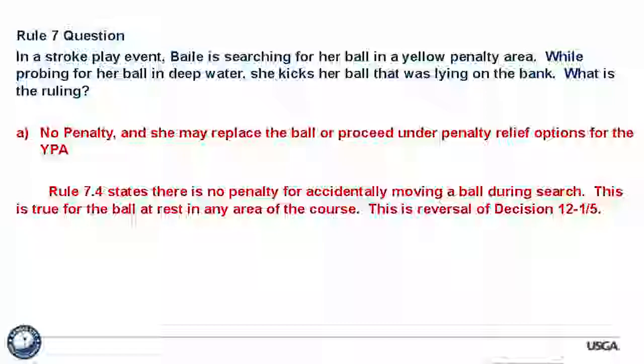But Rule 7.4 states there's no penalty for accidentally moving a ball during search. Okay, this is a reasonable action. So if you're walking along and you accidentally kick your ball while probing in water, this is reasonable. This is a change from the decision of 12-1/5. This used to be a penalty, but it is no longer a penalty.